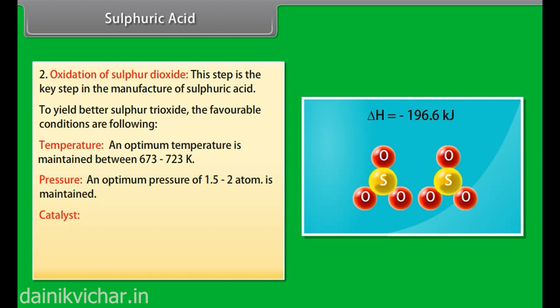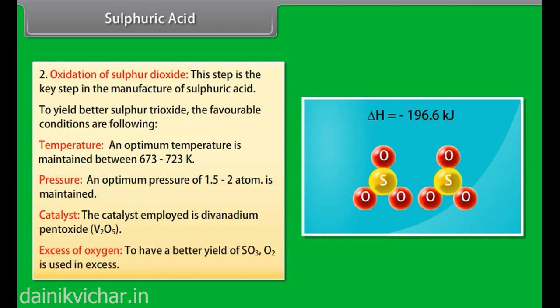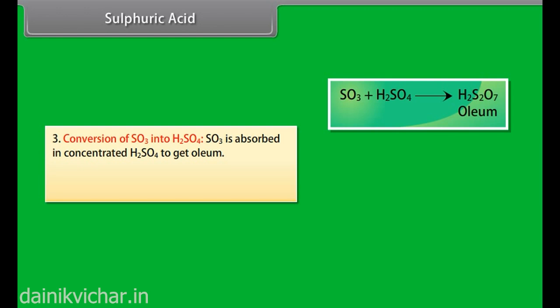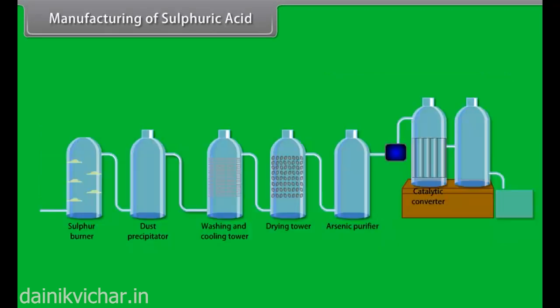Catalyst. At such a low temperature, the reaction is slow. The catalyst employed is divanadium pentoxide, V2O5. Excess of oxygen. To have a better yield of SO3, O2 is used in excess. Conversion of SO3 into H2SO4. SO3 is absorbed in concentrated H2SO4 to get oleum. Oleum is then diluted with water to get H2SO4 of required concentration.